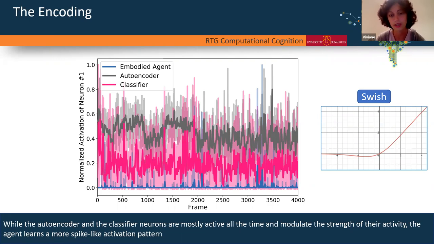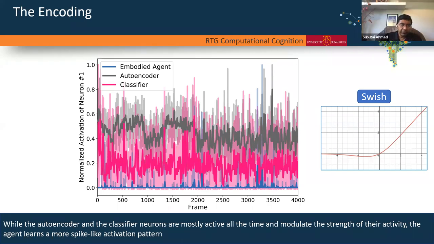And you can see that autoencoder and classifier neurons are mostly active all the time, but modulate their strength of the activity, and the agent seems to have more spike-like activation pattern. So most of the time it's just at zero or slightly below zero, and then sometimes it has a spike-like activation. And just for understanding, I use a swish activation function, which is shown on the right. So the activation can range from about -0.3 to infinity. And so what do you mean by normalized activation here? Just divided by the maximum activation of that neuron, so it looks more comparable between them.